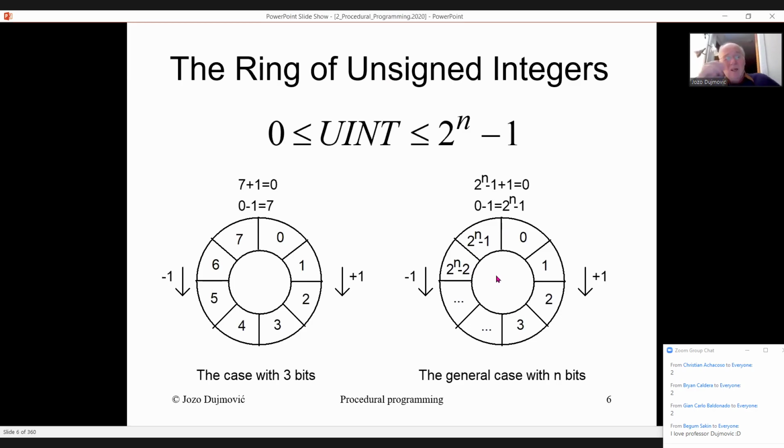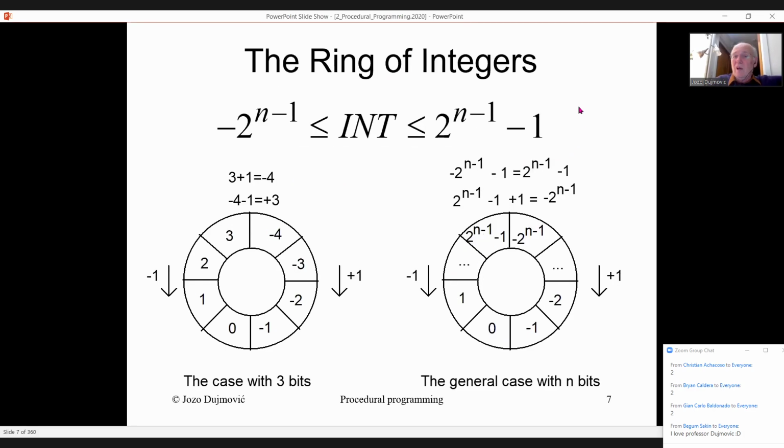And of course, these errors are perfectly visible and frequently encountered in programs. So we have to be perfectly aware of this problem and never permit this to happen. Same thing is with signed integers. If you have positive or negative integers, the largest positive integer is 2 to n minus 1, minus 1. And the absolute value of the largest negative integer is 2 to n minus 1. So you have the ring of numbers going 0, 1, 2, 3, up to 2 to n minus 1, minus 1.